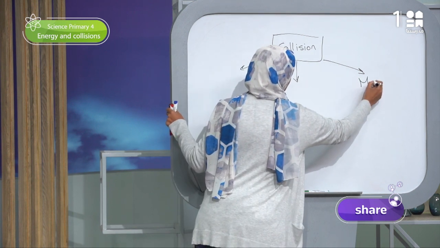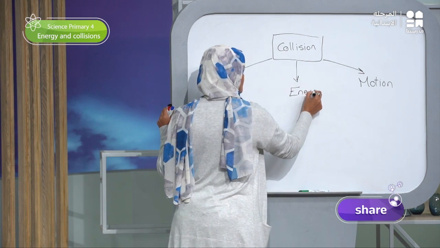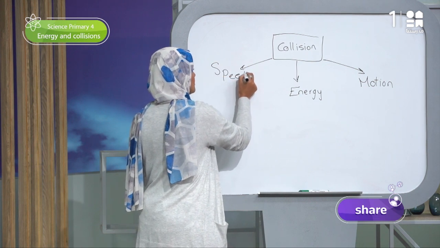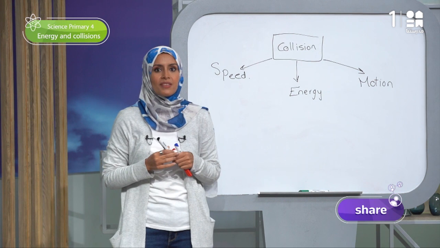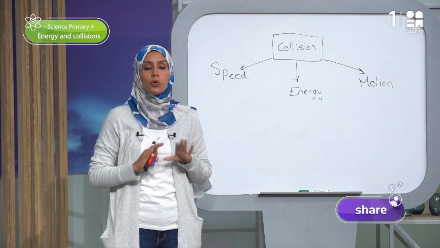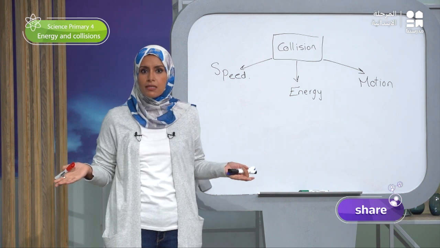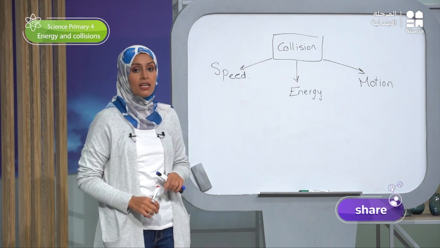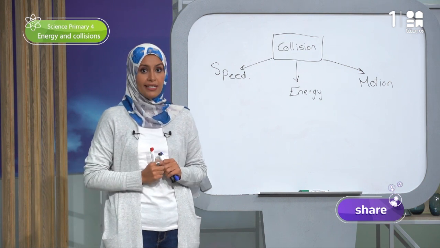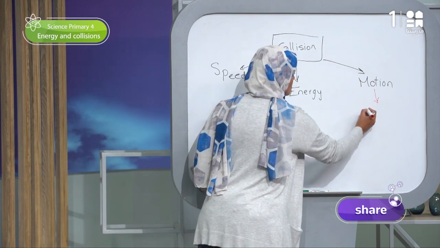Motion. Energy and speed. In the first concept, starting and stopping, we knew that any object wouldn't move by itself. It must be affected by something. What is it? That's right, by a force. In the first concept we learned that for any object to move, something must be applied to it, which is the force. So for the object to move, we need force.